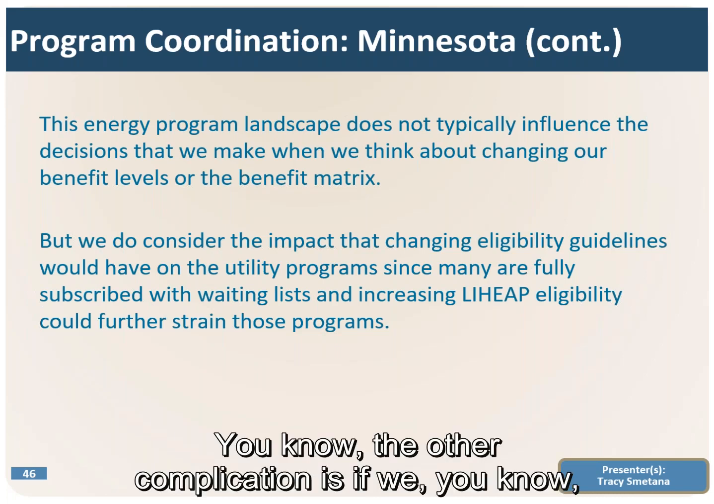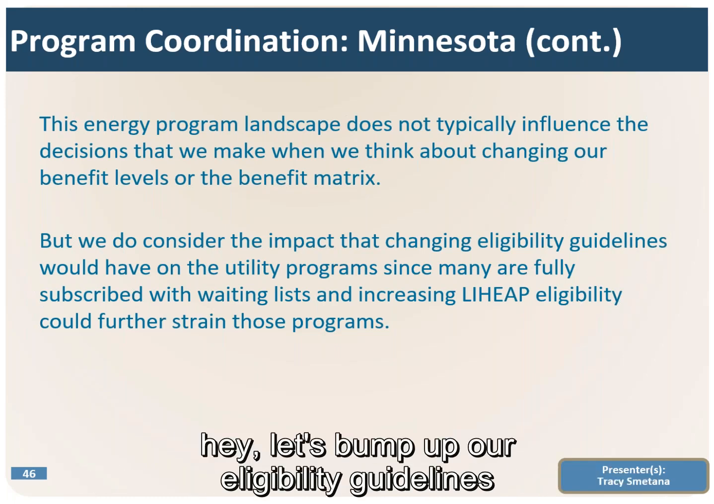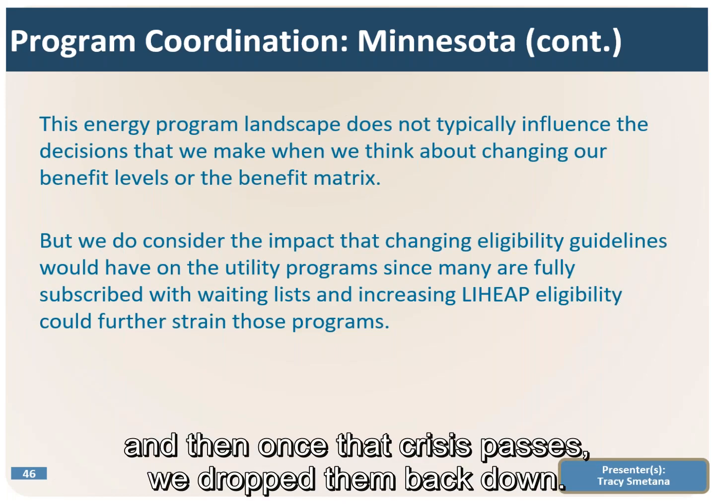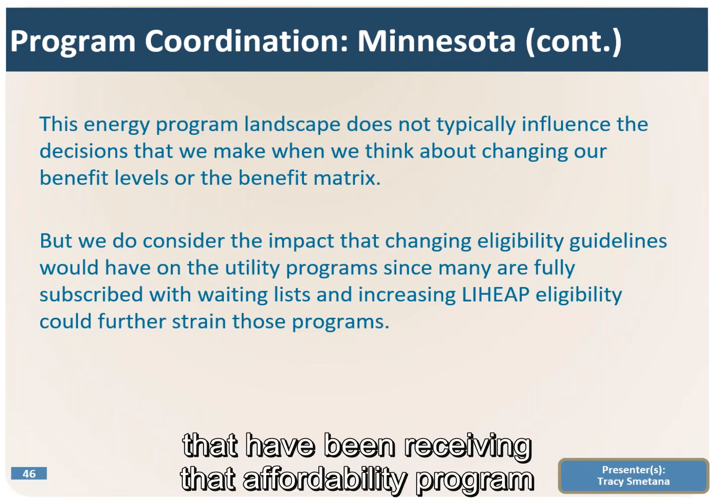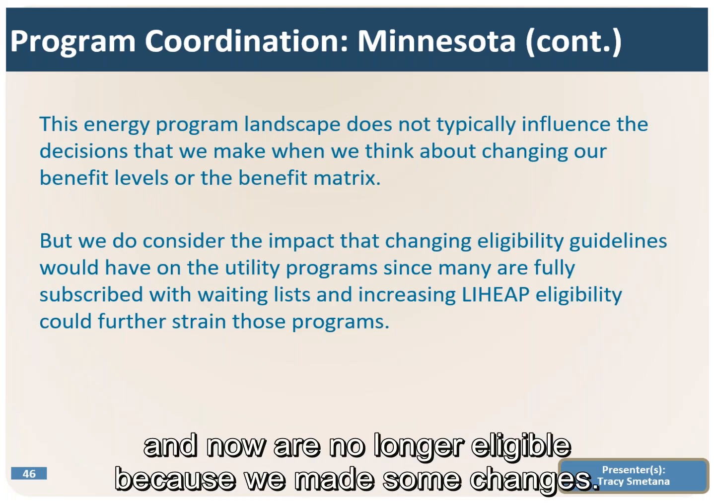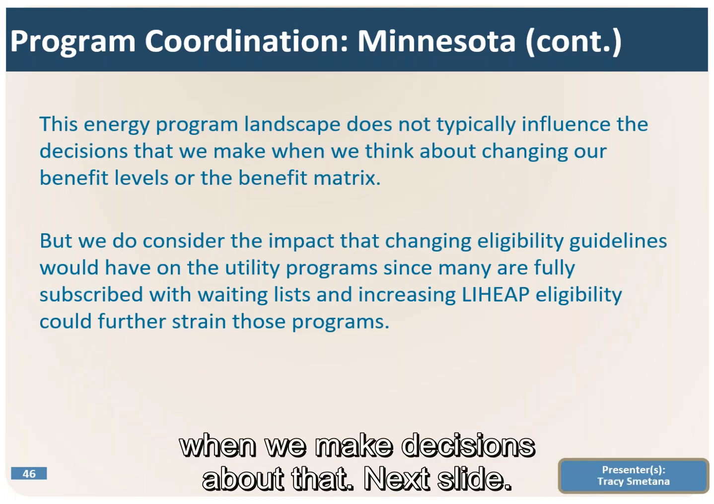The other complication is if, say in response to COVID-19, we had decided, let's bump up our eligibility guidelines, and then once that crisis passes, we drop them back down. Now it creates a dilemma for folks that have been receiving that affordability program and now are no longer eligible because we made some changes. So we do consider those types of impacts when we make decisions about that. Next slide.